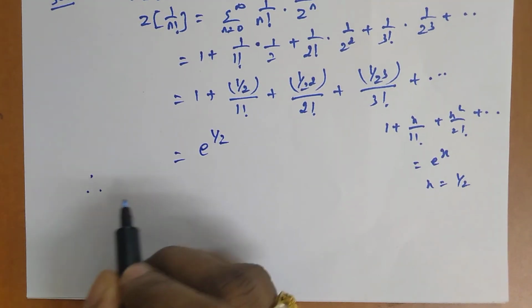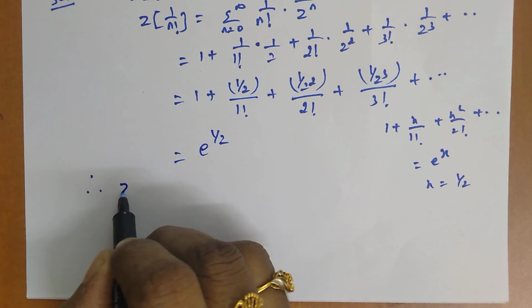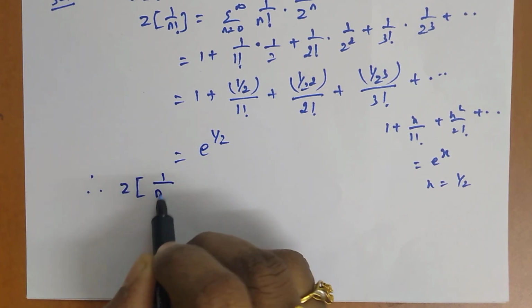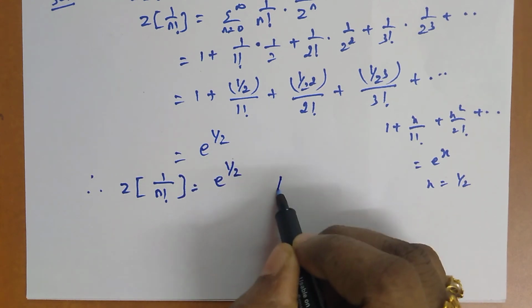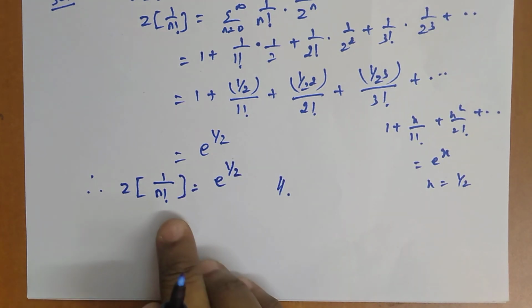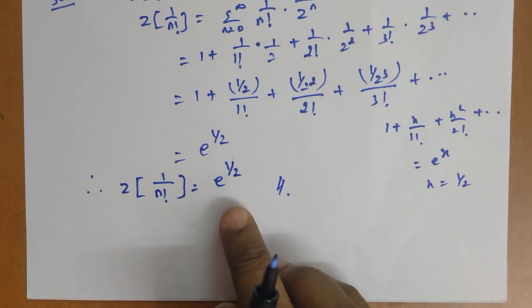So what is our left hand side? Left hand side is z of 1 by n factorial, which equals e power 1 by z. This is the answer: z transform of 1 by n factorial equal to e power 1 by z.